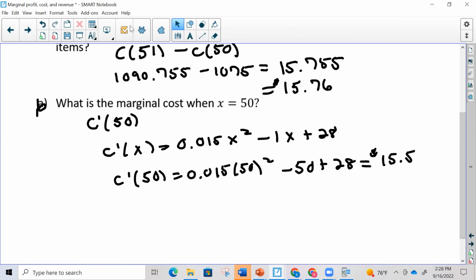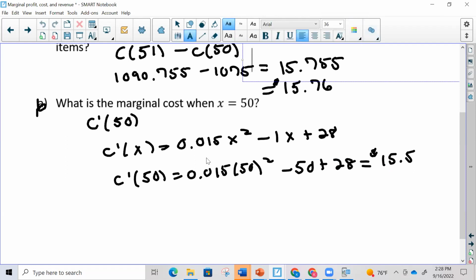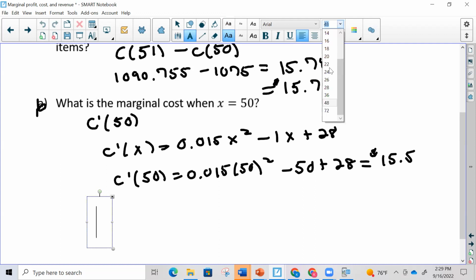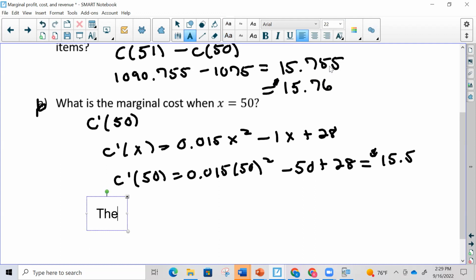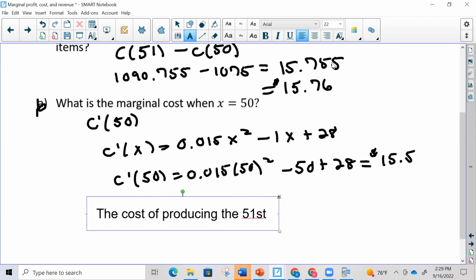And just one more thing about this, if they ask you to interpret the marginal cost or to interpret either one, we would say it's the cost, again, to produce one more unit. So this would be the cost of producing the A plus 1 unit. So it's the 51st unit, or the 51st product. Okay, so that is the marginal cost.